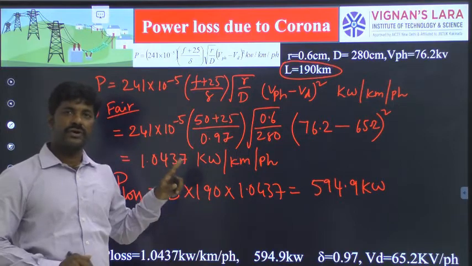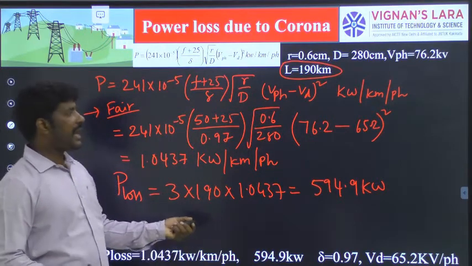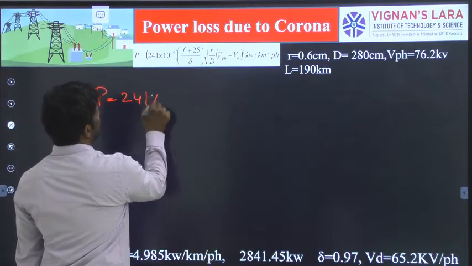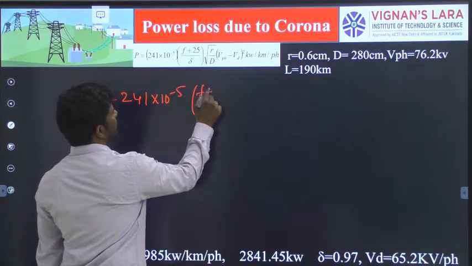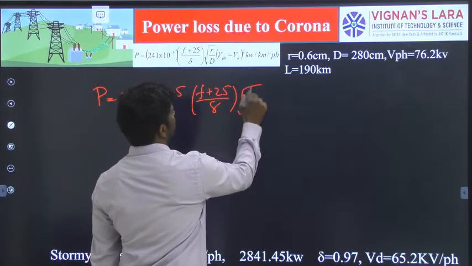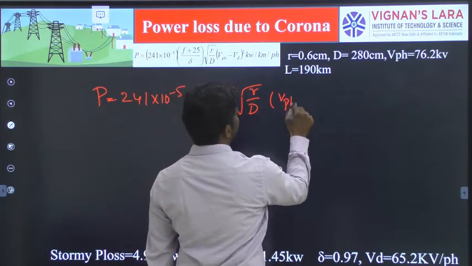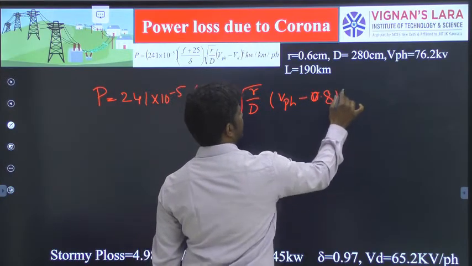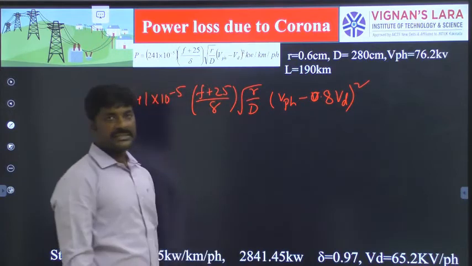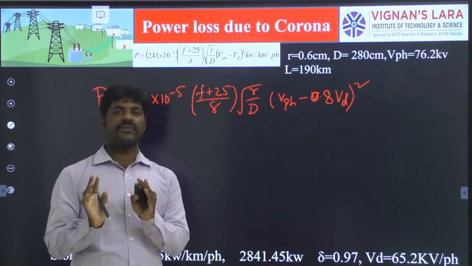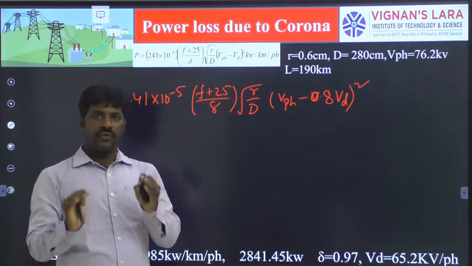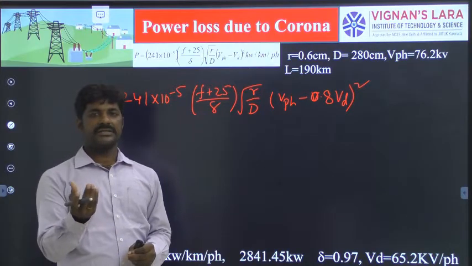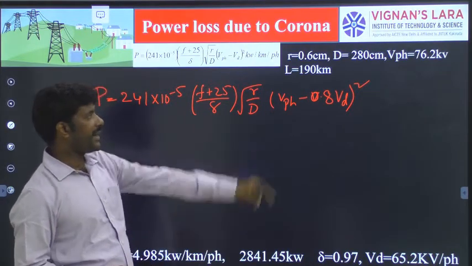Also they are asking us to find out for stormy weather conditions. Under stormy weather conditions, the same formula is applicable: 241 into 10 power minus 5 into F plus 25 by delta, square root of R by capital D, V phase minus VD. Here the VD must be multiplied by 0.8, because under stormy weather conditions the atmospheric conditions are not at their standard values, so the critical voltage is lower and the air starts ionizing at only 80% of it. That is why 0.8 is to be taken here.